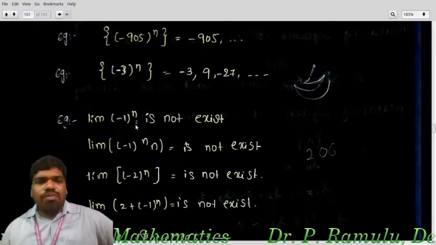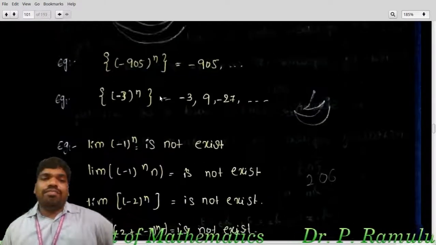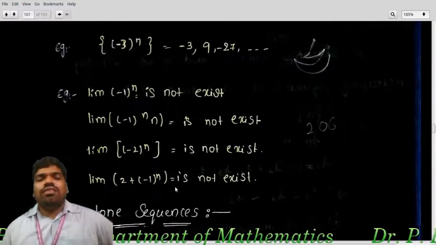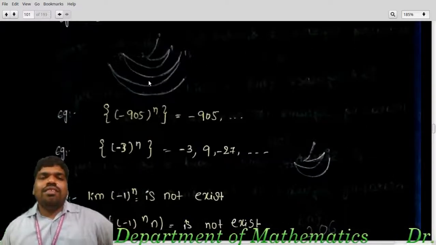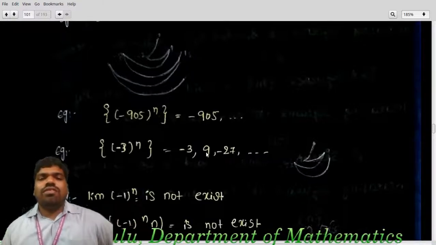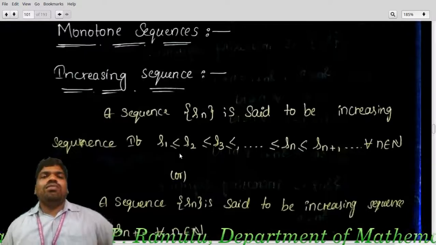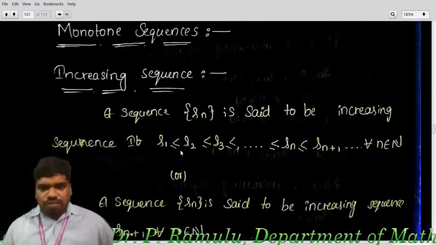The limit of minus 1 whole power n does not exist. Minus 2 whole power n also does not exist. This also does not exist, right? This also does not exist, right? These are the infinite oscillating sequences. This is also an infinite oscillating sequence. Okay, next topic is monotone sequence.